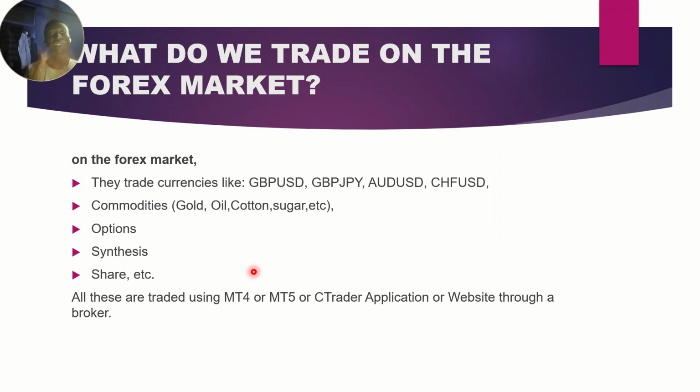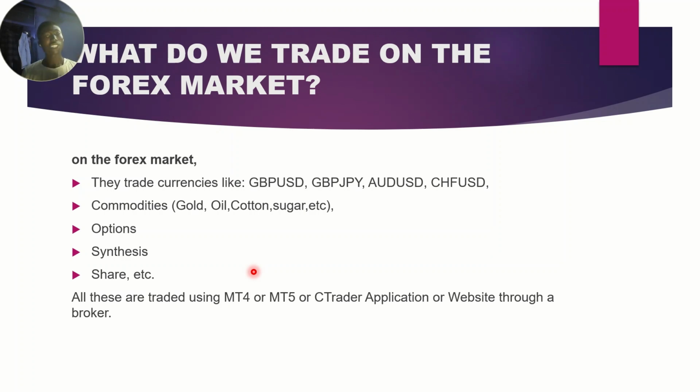So we trade currencies like USD, GBP, JPY, AUD, CHF, and so on. There are 8 major currencies that we trade on the forex market. And then we have minor currencies. So in currency we have major currencies and minor currencies, and then we have the exotic currencies. I'll break this down in my next lesson for you to get more understanding on currency. But here I am going to talk about the currencies and their pairs.